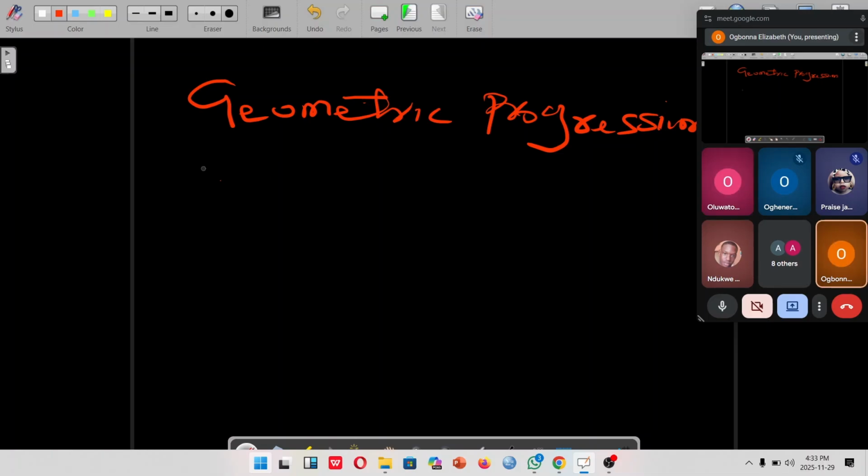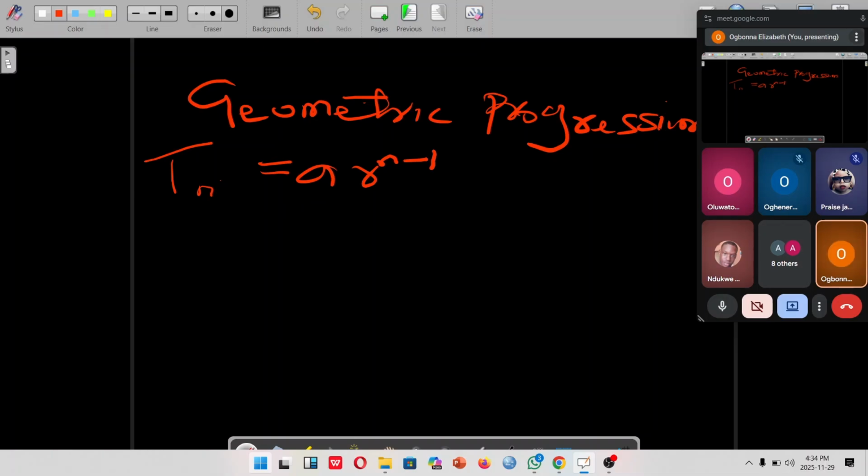Okay, let's move on. We have the nth term for AP. That is a r^(n-1). That's the formula for calculating any of the terms.